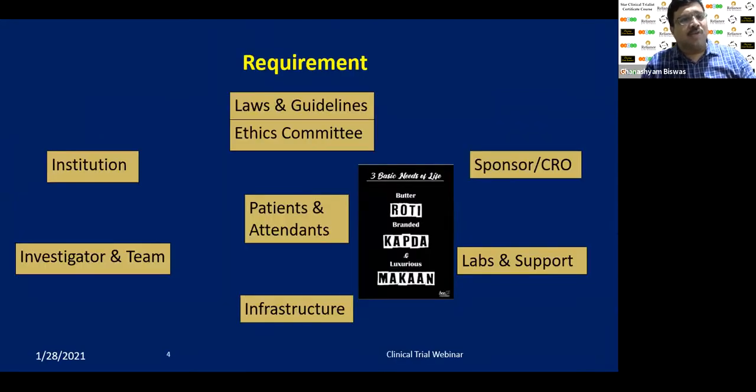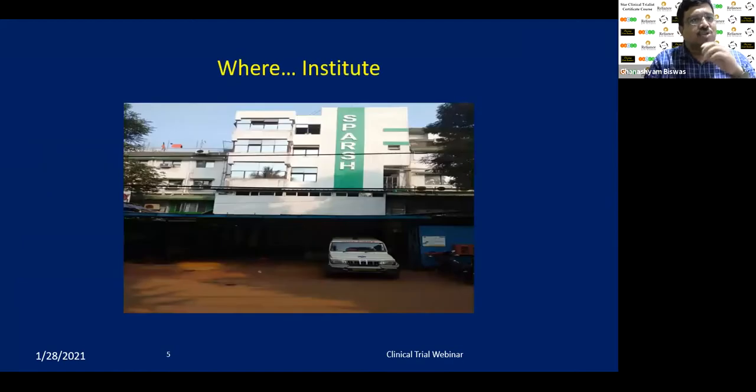So the requirements: above everything, law and guidelines, ethics committee. You need an institution, sponsors, CROs, definitely patients and attendants, investigator and team, lab support, and overall our basic infrastructure. If you talk about the three basic things, roti, kapra and makan, which I started in 2005, I can say in 2021 it is now branded and luxurious. So you need an institute, a clinical establishment, to start your clinical trials.